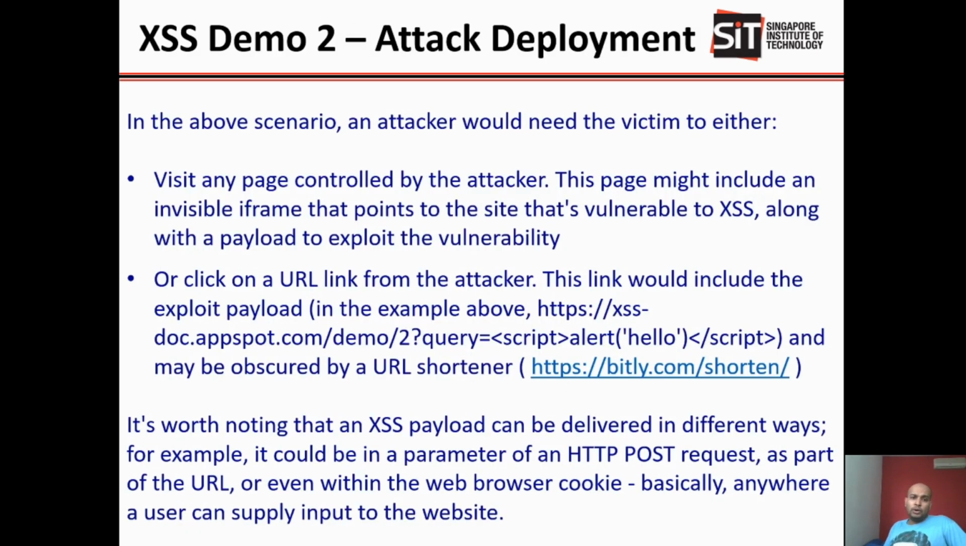In the above scenario, an attacker would need the victim to either visit a page controlled by the attacker. This might include an invisible iframe that points to the site that is vulnerable to cross-site scripting, along with a payload to exploit the vulnerability, or click on a URL link from the attacker. This link would include the exploit payload.